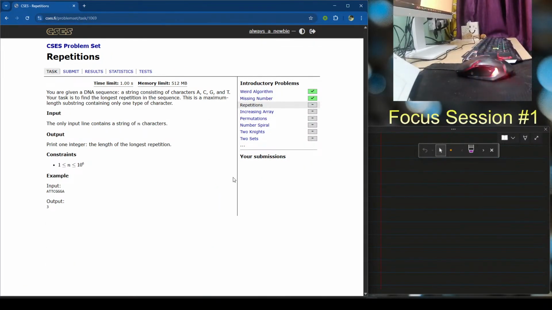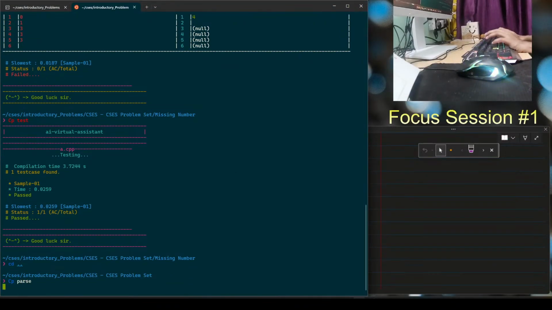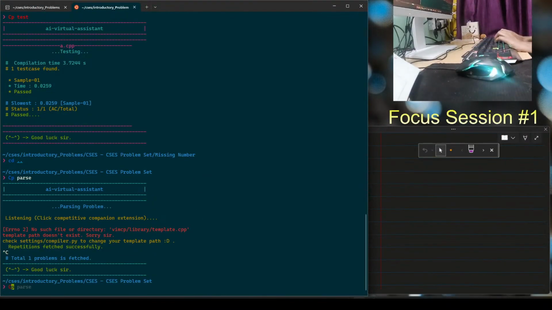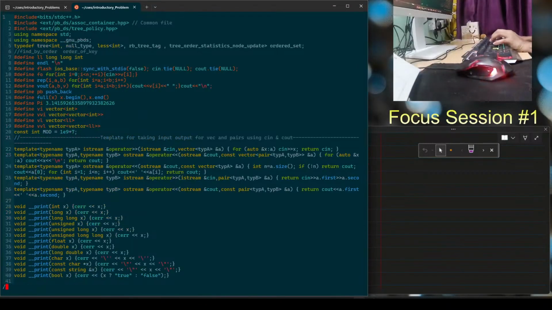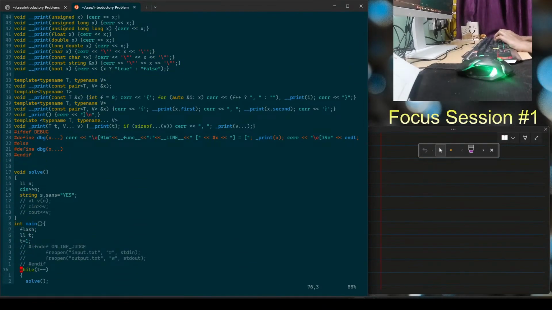Repetitions. You are given a DNA sequence, a string consisting of characters A, C, G, and T. Your task is to find the longest repetition in the sequence. There is a maximum. Okay, the maximum repetition. All right. So just open this problem, repetitions, and just move this.